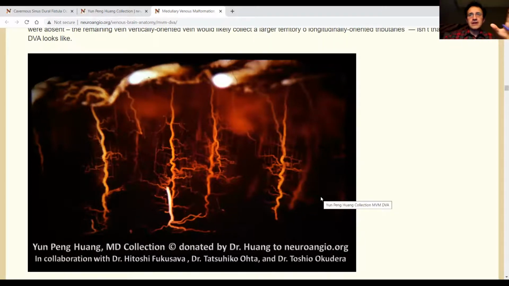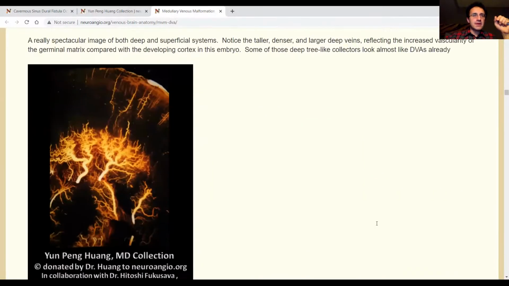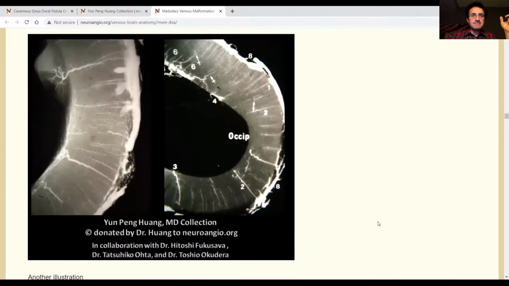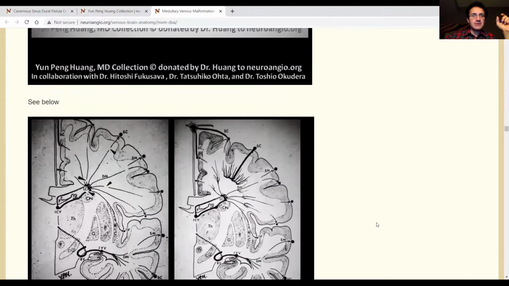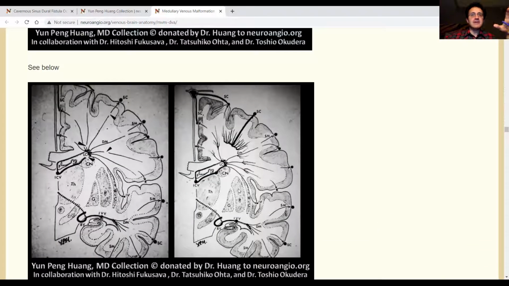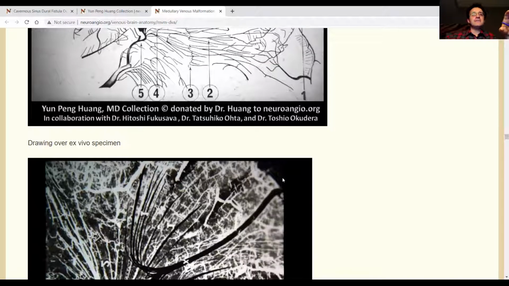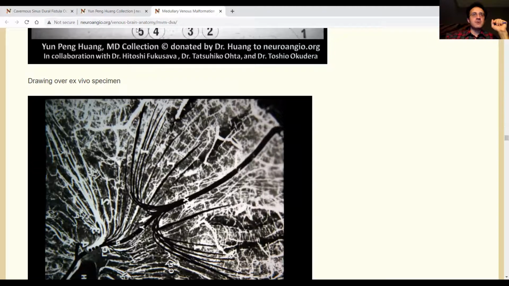This is his collection. It's the life's work of Yunpeng Wang and his collaborators, which you can see below. He graciously donated this slide collection to Neuroangio. Some of them have been digitized, so you can go here and see some beautiful work. You can read into this and understand a lot about developmental venous anomalies, superficial drainage, venous drainage, these kinds of ideas. A lot of it starts to make a lot of sense once you look at Yunpeng's work.